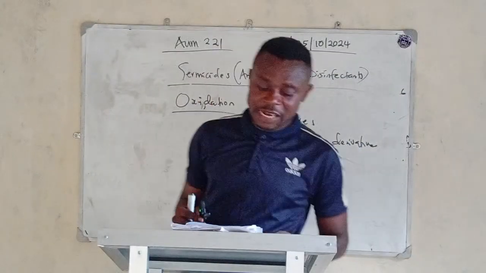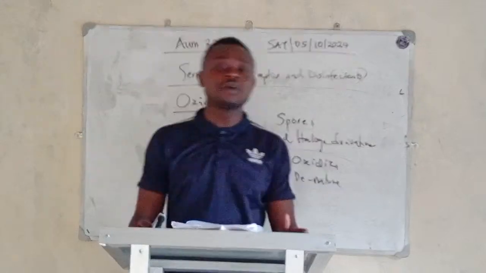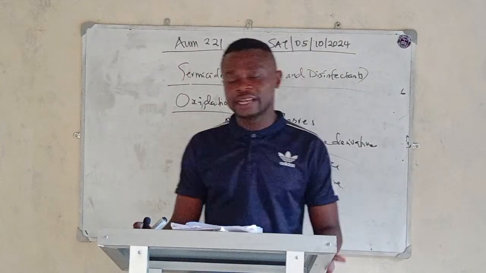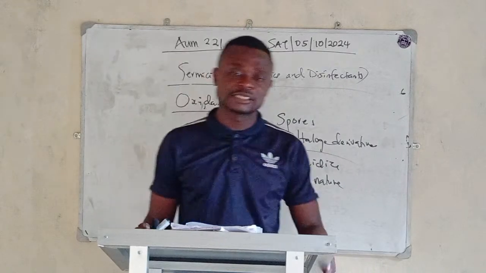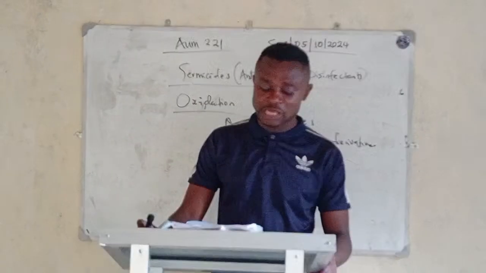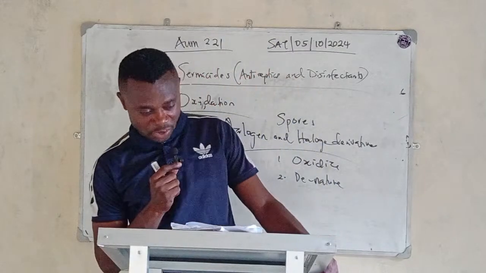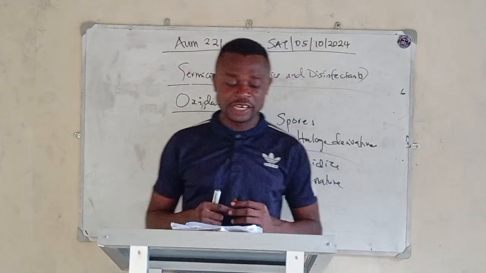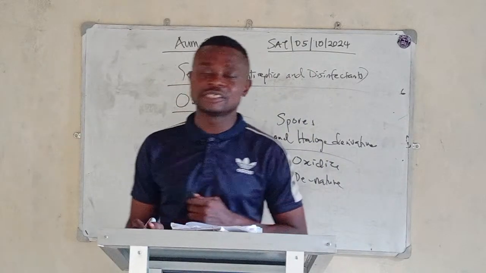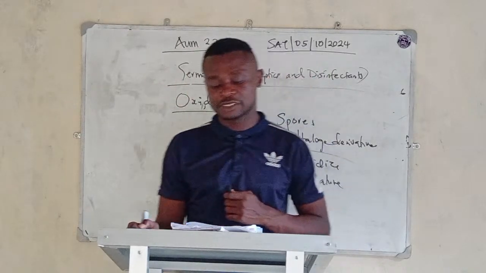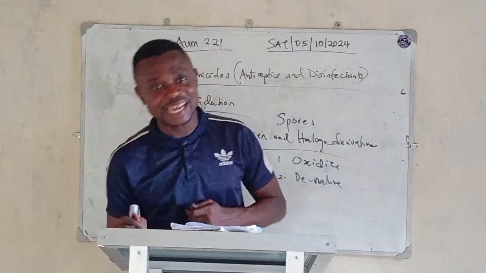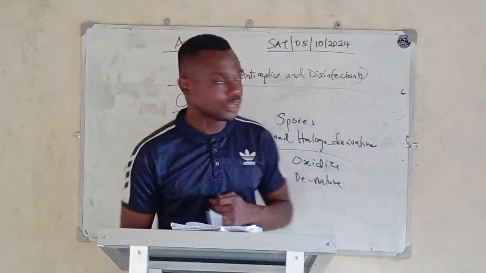Now, let us do a rundown of the classes of these antiseptics and disinfectants. After listing the classes and a few examples, we now take them one after the other. So, the classification. Number one, the first class we look at is phenol derivatives. Examples are phenol itself, cresol, resorcinol.